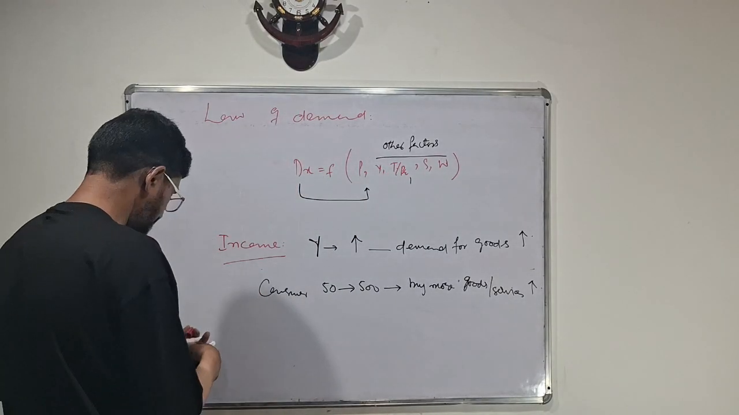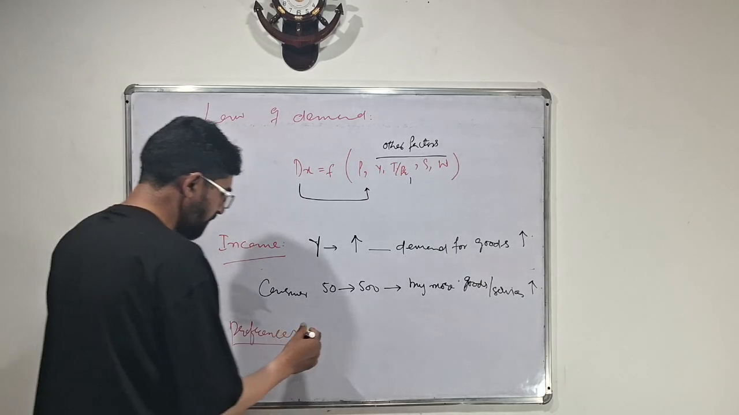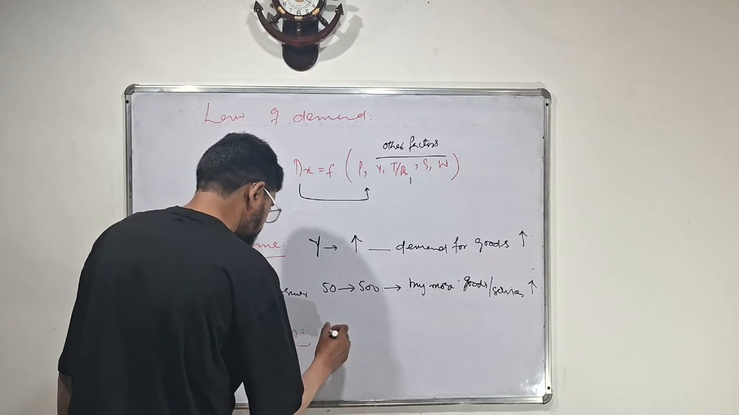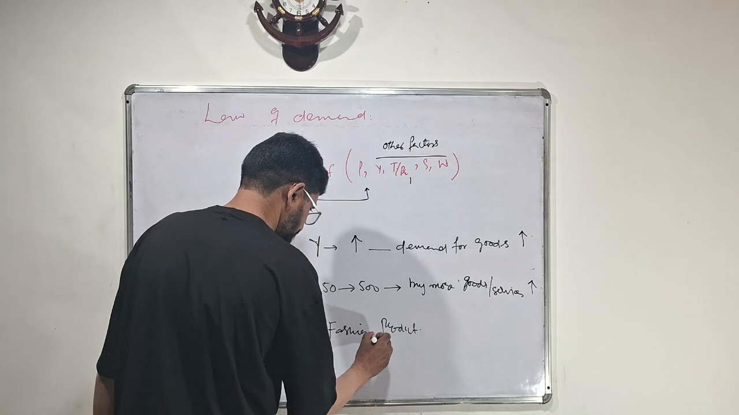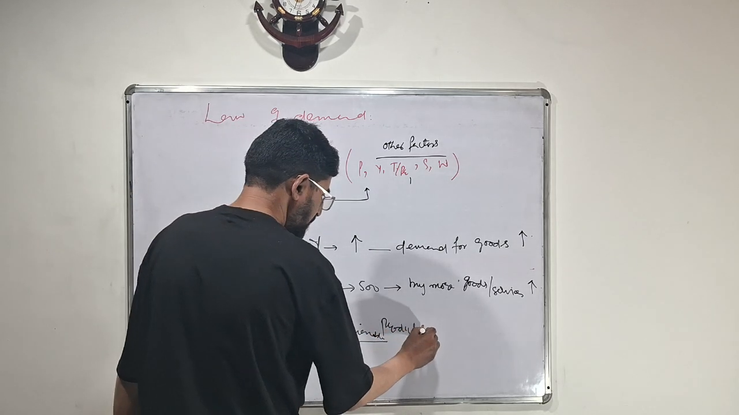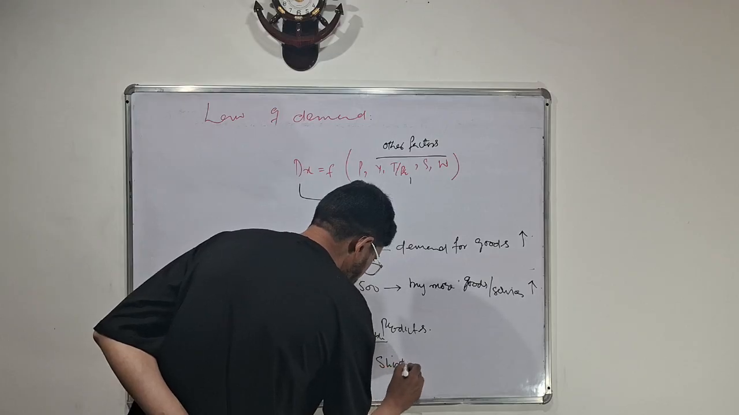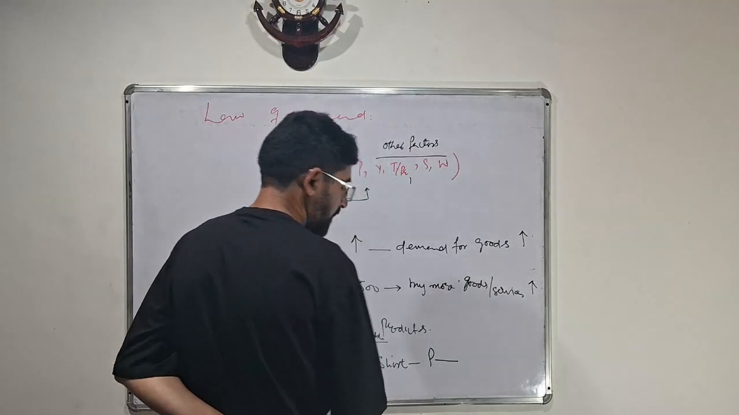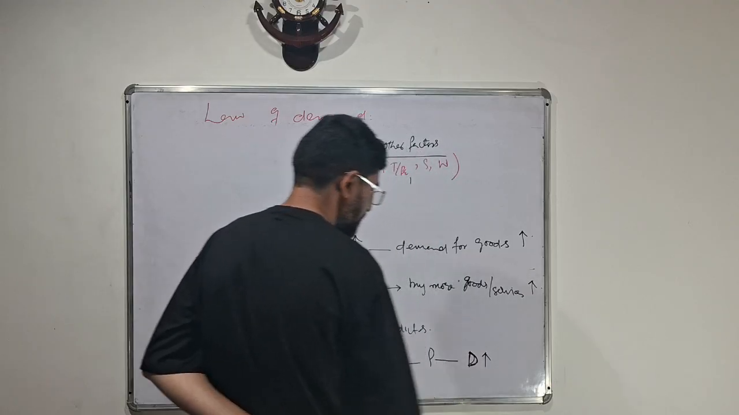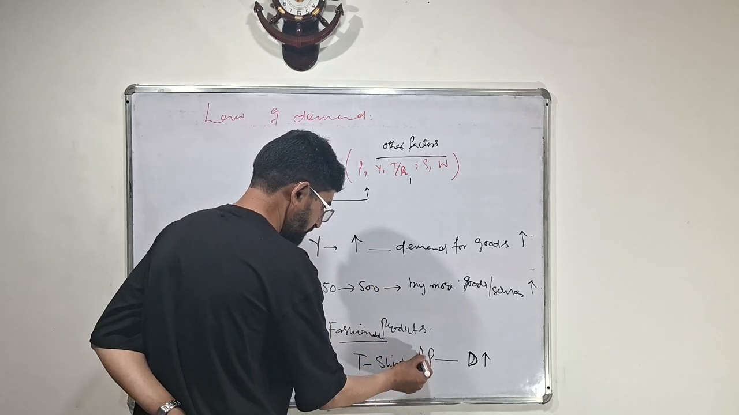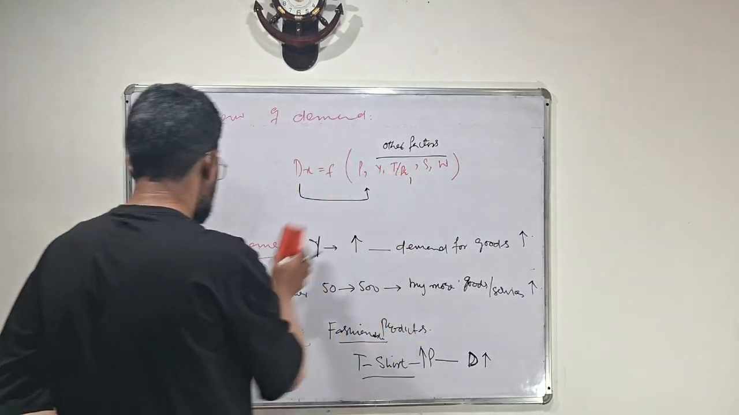Second one, taste and preferences. For example, some people prefer fashionable products. If the price of that product, for example a fashionable t-shirt, increases, the consumer will still demand it at the high price. Its demand will not fall with the increase in price, as it is fashionable and consumers prefer to buy it.